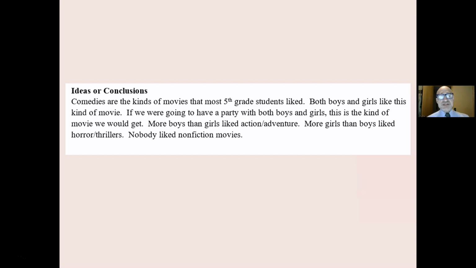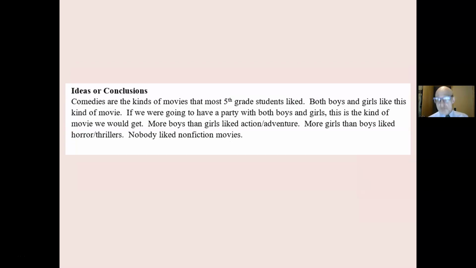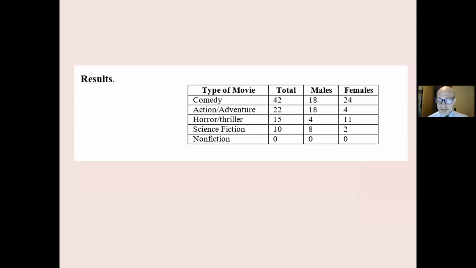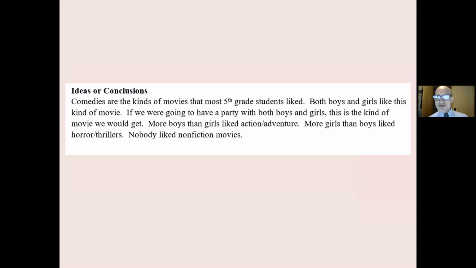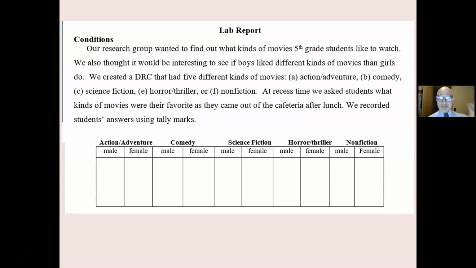The third part is the ideas or the conclusions. What do the data mean? What can we do with that data? Comedies are the kinds of movies that most fifth grade students like. There's the data. This is what it means. Both boys and girls like this kind of movie. If we're going to have a party with both boys and girls, this is the kind of movie we would get. More boys and girls liked action adventure. More girls than boys liked horror thrillers. Nobody liked non-fiction movies.